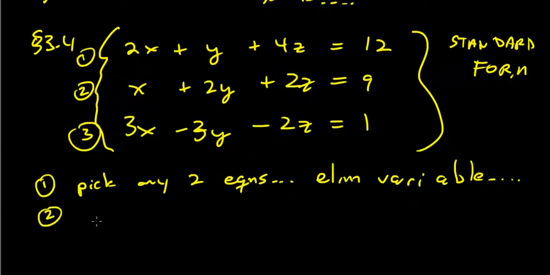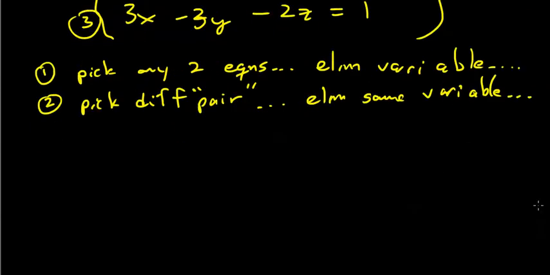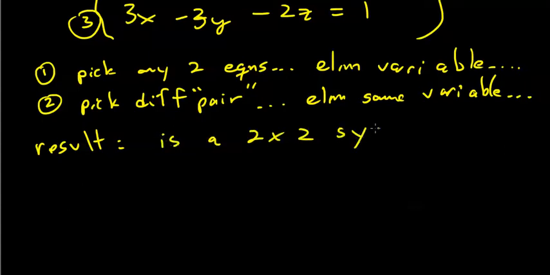And I'm going to say Step 2. Pick a different pair. Well, you've only got three to choose from, so at least one of them is going to be the same, right? One of them is going to be the same equation. Pick a different pair and eliminate the same variable. Alright, and if I do that correctly, I'll end up with two equations with two unknowns. The result from Step 1 and Step 2 is a 2 by 2 system.